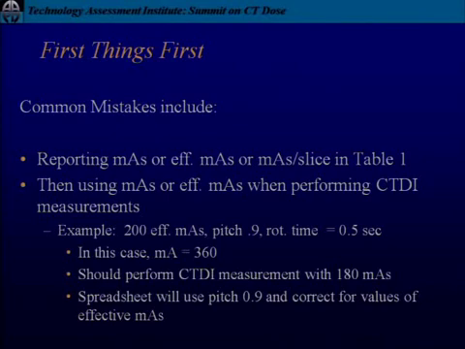So they should perform a CTDI measurement with a fixed table, no table movement for right now, and 360 times 0.5 is 180 MAS, not the 200 that they reported in Table 1.